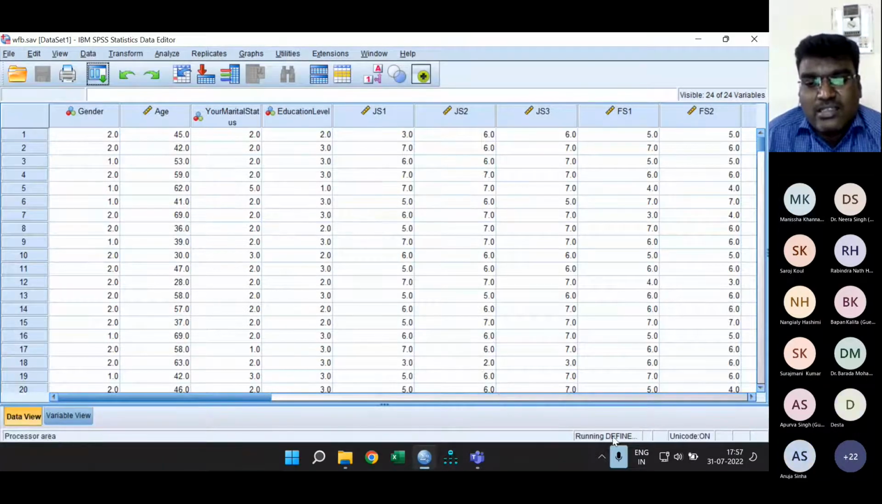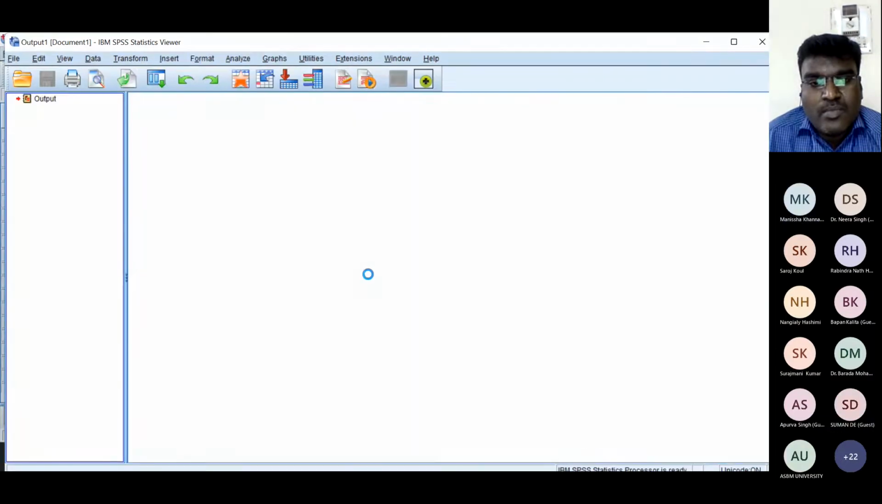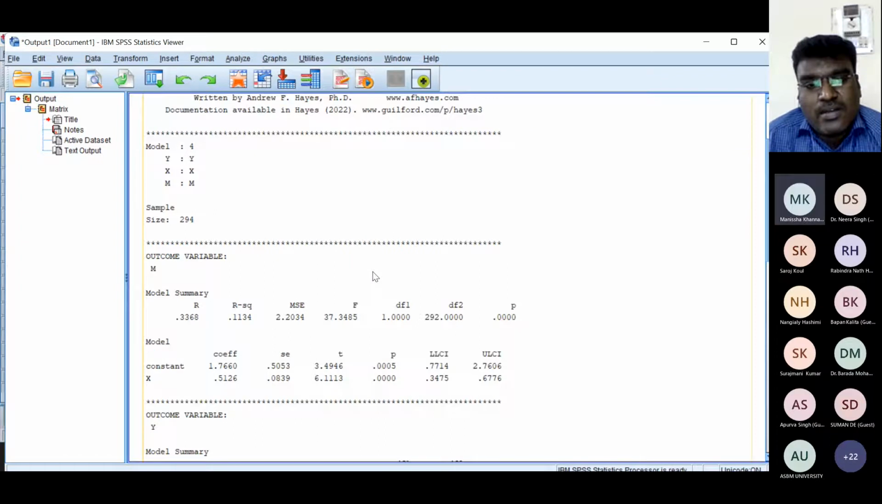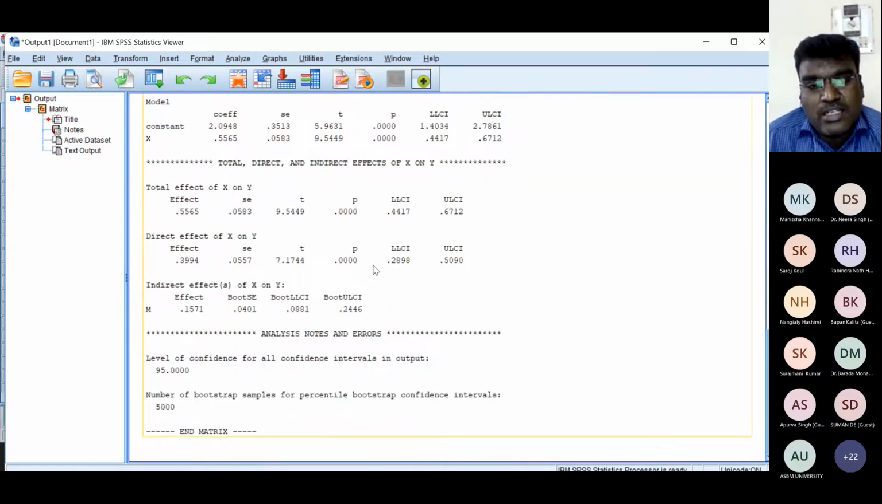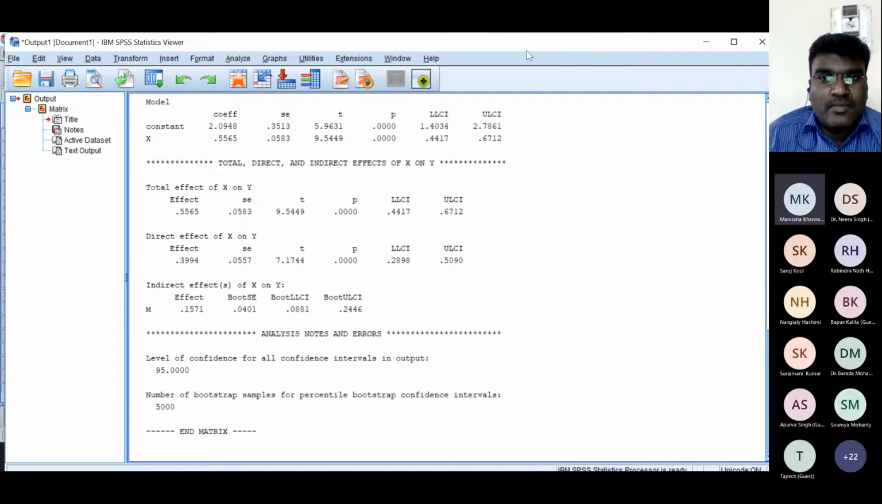It's running. Since bootstrapping is happening, it will take a bit of time. Now you got the output. This part is required, right? And here the direct effect is 371, which is significant because the lower limit and upper limit do not include any zero. Look at the direct effect. The direct effect is significant, so it is a partial mediation effect. Fine, sir. Thank you so much.